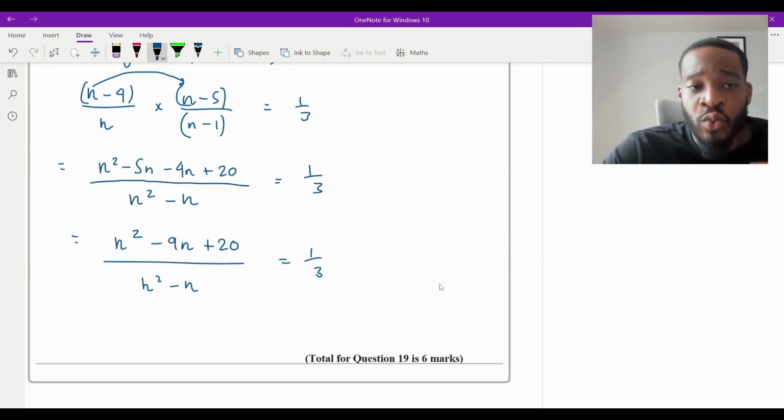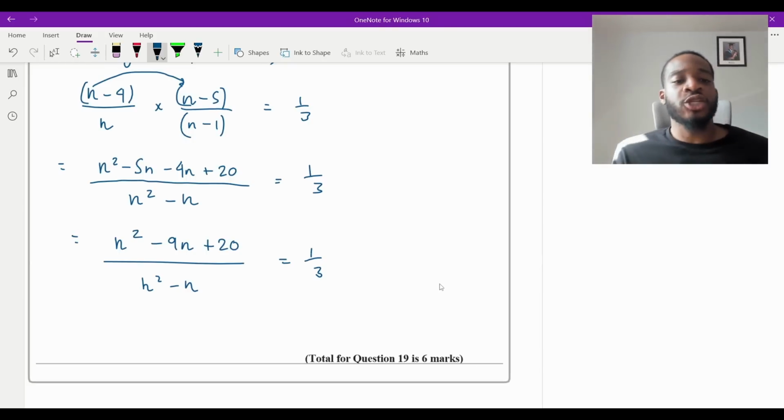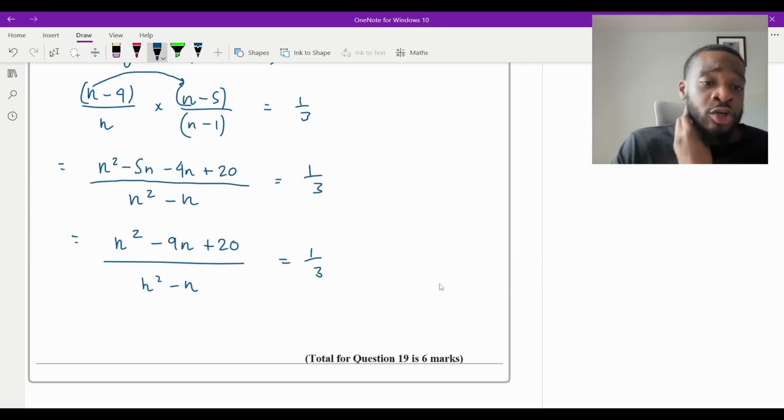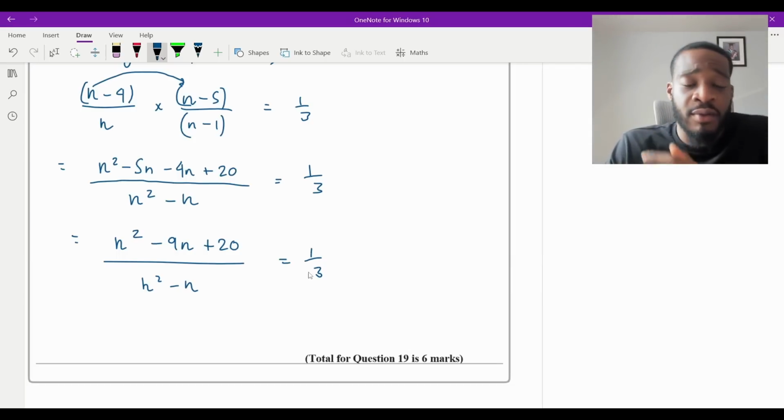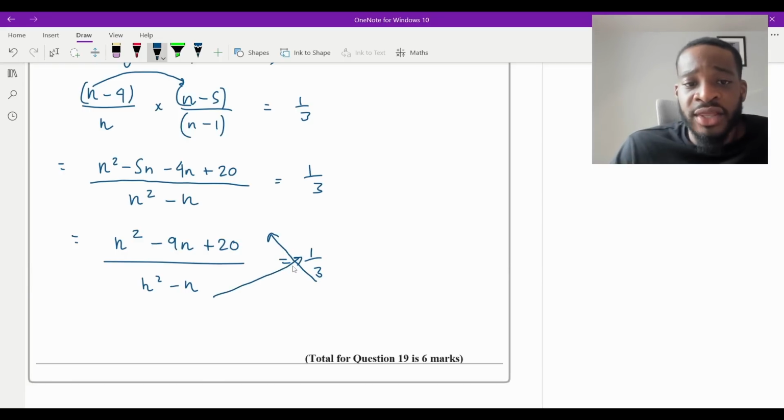Now, what you want to do when you're dealing with an algebraic fraction is get rid of the fractions, right? Because you're not able to move things around when it's in a fractional form. So what we need to do is get rid of them. So you want to cross multiply. That 3, you want to multiply with that numerator, n squared minus 9n plus 20. And this n squared minus n, you're going to times up to join that 1.